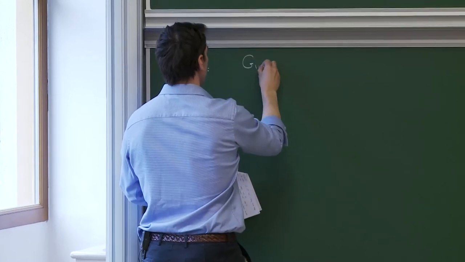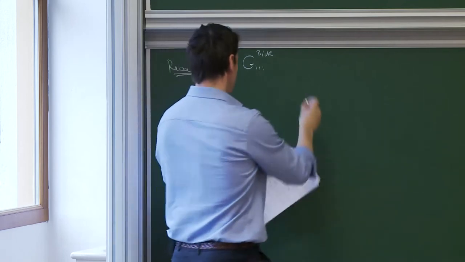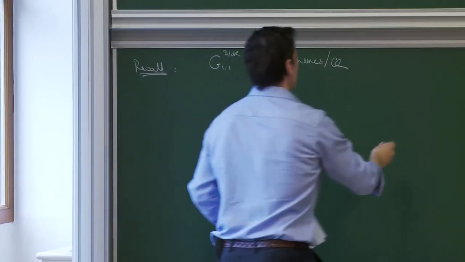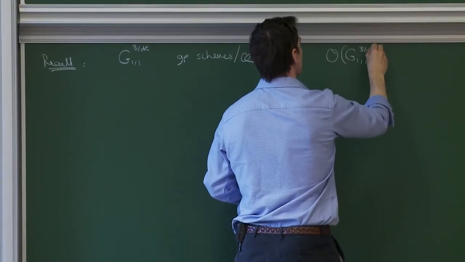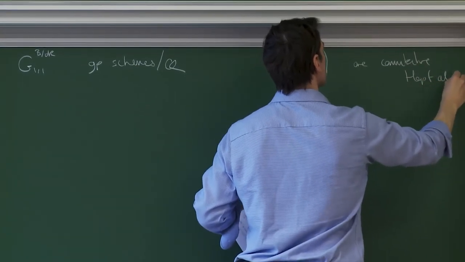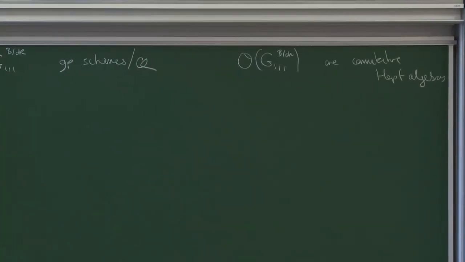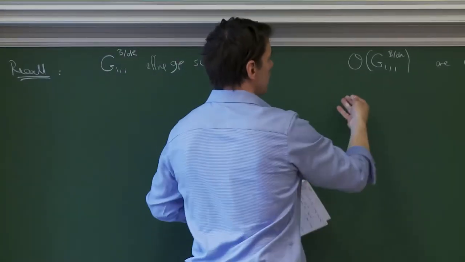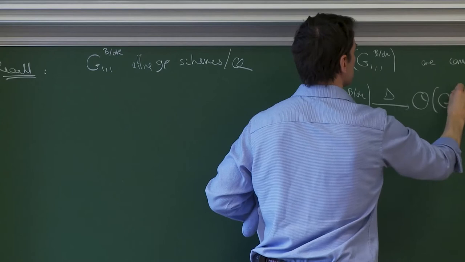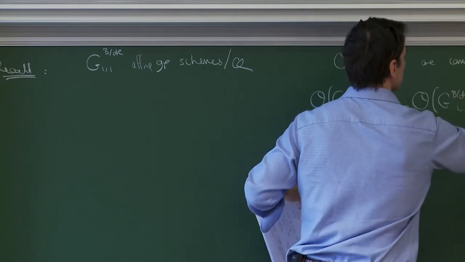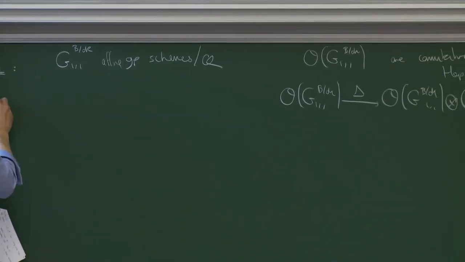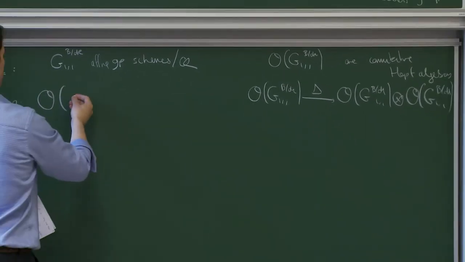So let me remind you briefly that G11, the Betti and de Rham relative completions that we defined, are affine group schemes over Q. What that means is that the ring of functions in either case are commutative Hopf algebras. That's what it means for this to be an affine group scheme. In particular, there's a lot of data that comes into this, but there's a co-product. All right, so we have a co-product and other stuff. And the comparison isomorphism then is an isomorphism of Hopf algebras.